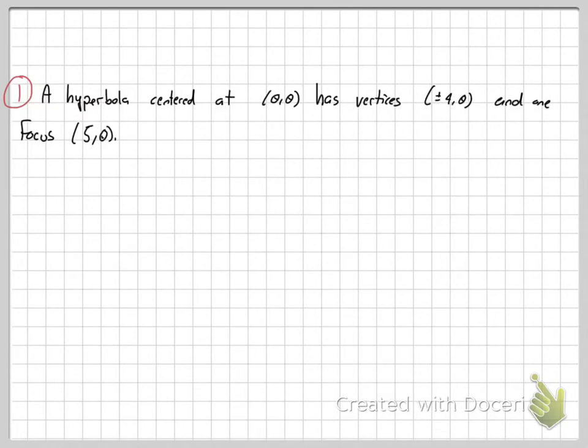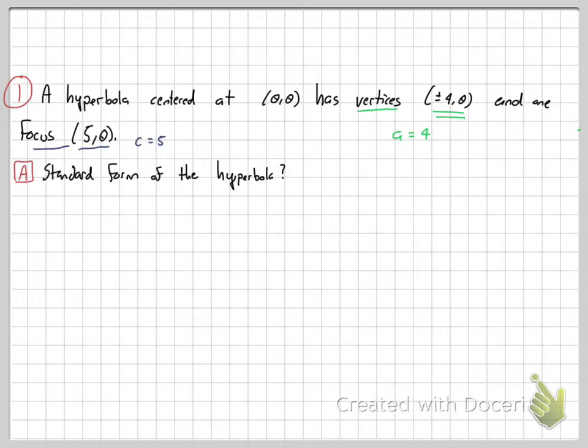In example number 1, we have a hyperbola centered at 0, 0, and it has vertices at negative 4, 0 and positive 4, 0, and one focus at 5, 0. To start, we want to write the standard form of this hyperbola. Looking at this, I have my vertices, so I know that my a value is 4. My focus is at 5, so my c value is 5. Also, since the vertex is a, comma 0, that is on the x-axis, so I know this is a horizontal hyperbola.